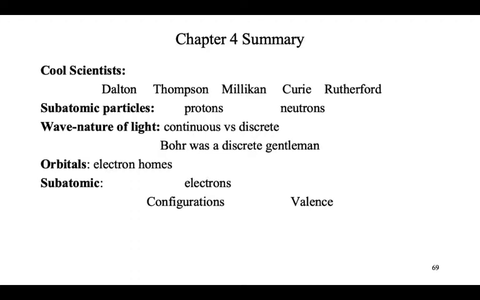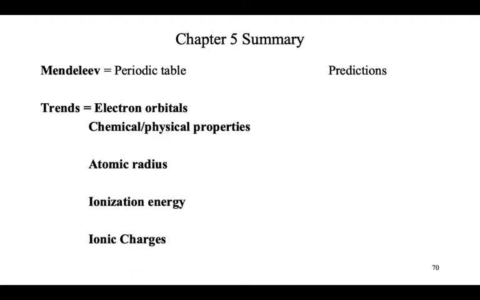I've only done it for Chapter 4 and 5. Sorry. Before you get too excited about, oh, this is cool, I haven't done it beyond that. Chapter 5, Mendeleev and the periodic table. He's got predictions. How did he come up with those predictions? What are those predictions? Can you predict the trends in electron orbitals, chemical and physical properties, radius, ionization energy, charges, all that fun stuff we talked about? And that would be cool.